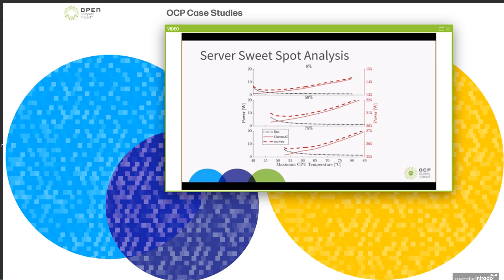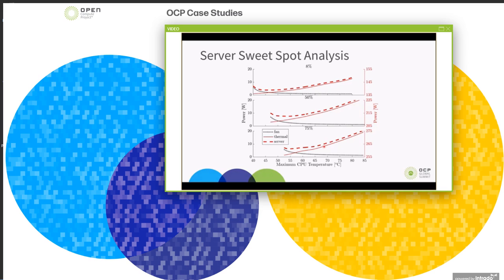So to hold cooler CPU temperatures, there's more server fan power needed, which is intuitive, that more air has to pass across the heatsink to keep the CPU temperatures cooler. So the solid red line should be read on the right y-axis, and this is the thermal server power. And what you can see here is that as you increase the CPU temperature, the thermal-related losses, including CPU leakage, increase. So there are 2 opposite effects occurring here.